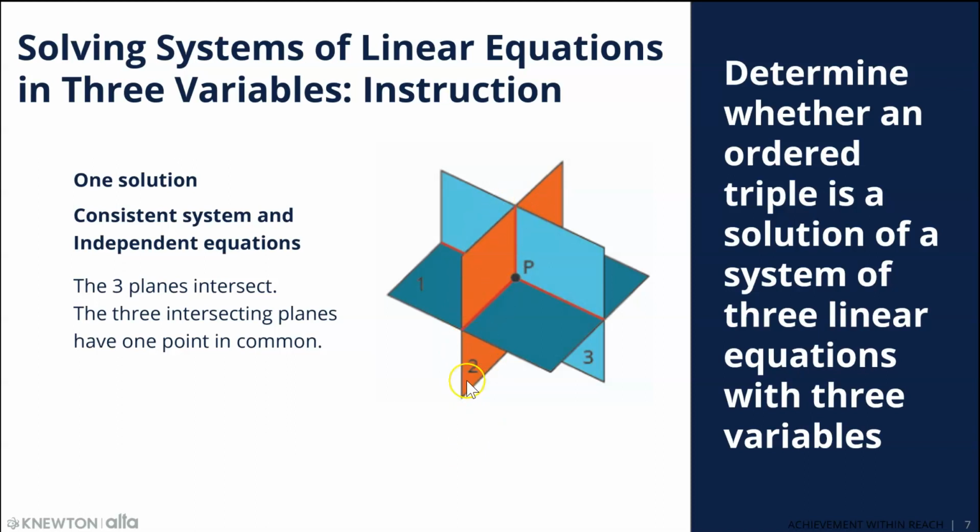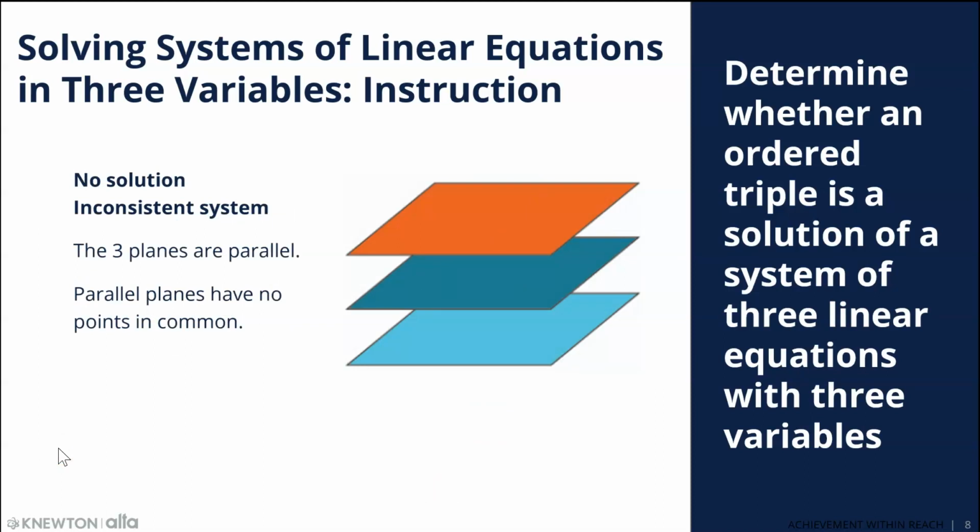We have here an orange plane, a dark blue plane, and a light blue plane. So notice that these three planes here intersect, and they intersect at one point. Now the point at which all three planes intersect is the solution to the system of linear equations. And we call this system a consistent system, and the equations are independent.